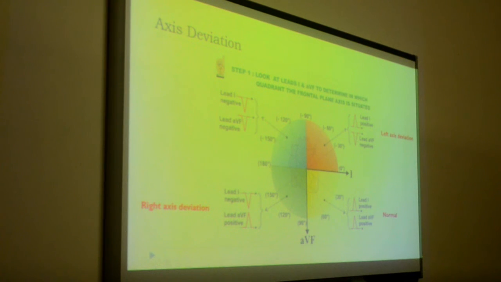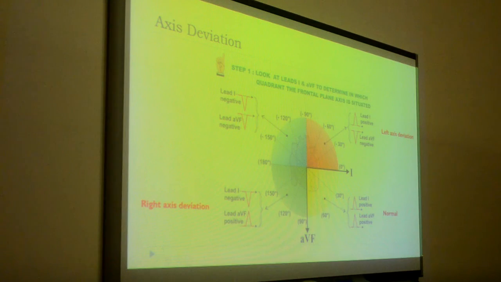Now let's say the other thing happens. You've got, for example, a right ventricular hypertrophy. The impulse will shift more towards the right, more electrical activity on the right side. AVF will remain positive. But what happens to lead one? Now the QRS complexes of lead one and lead AVF are pointing right at each other. This is right axis deviation. If the QRS complexes leave each other, left axis; if they're pointing right at each other, right axis deviation.